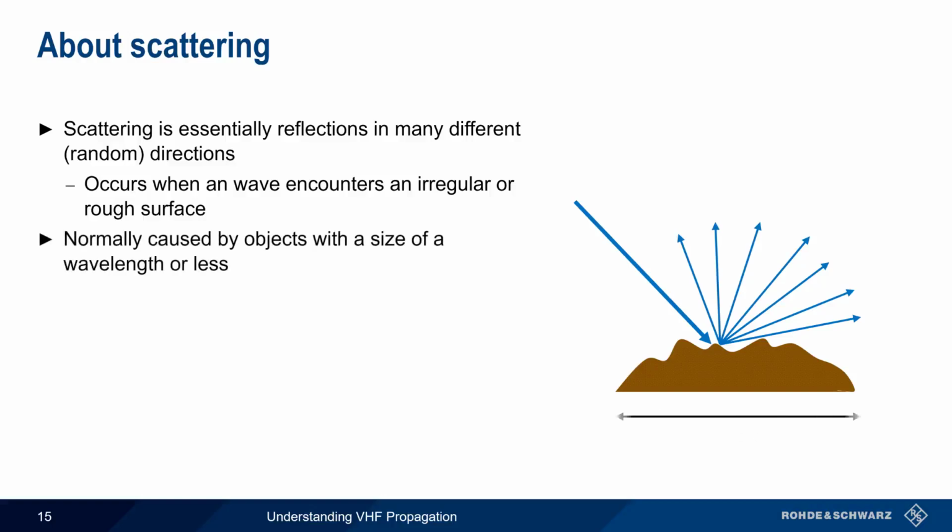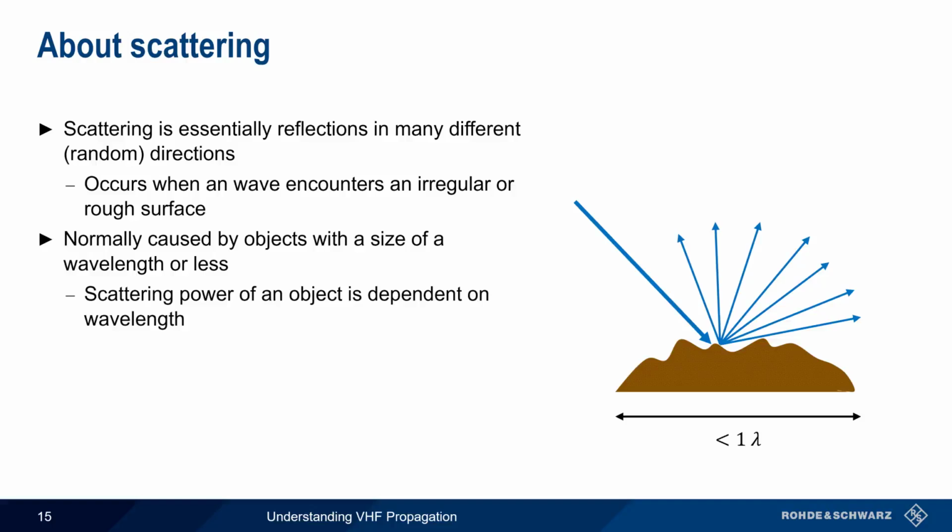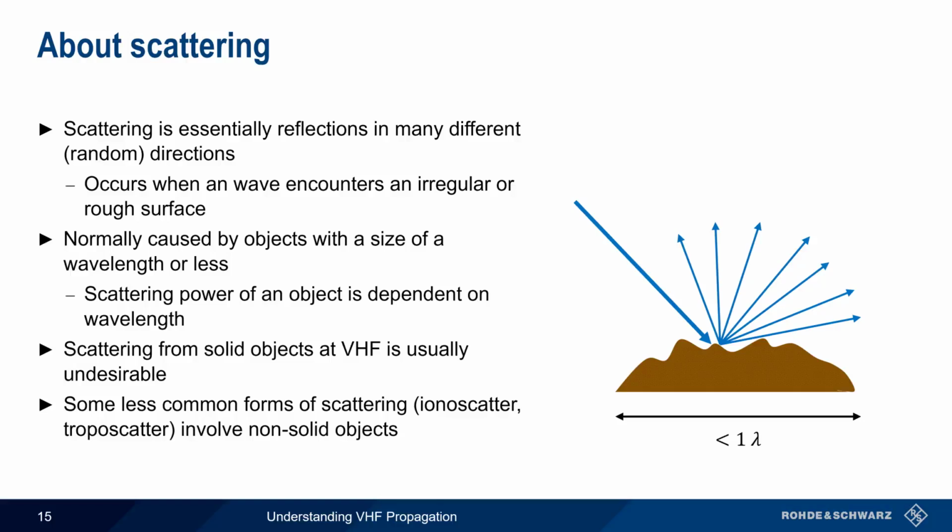Scattering is also normally caused by objects with a size on the order of a wavelength or less. The scattering power of an object is very dependent on the wavelength of the signal. Unlike the other common VHF propagation modes we've looked at, scattering from objects at VHF frequencies is usually undesirable. There are, however, some less common forms of scattering that occur with non-solid objects, such as ionoscatter in the ionosphere and troposcatter in the troposphere.